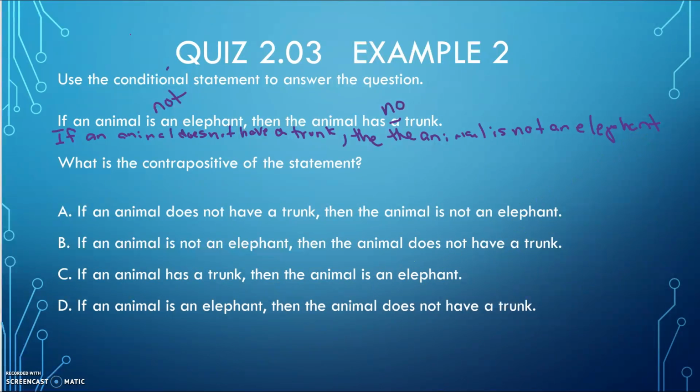So which one matches that? If the animal does not have a trunk, we see that here, then the animal is not an elephant. So it has to be A.